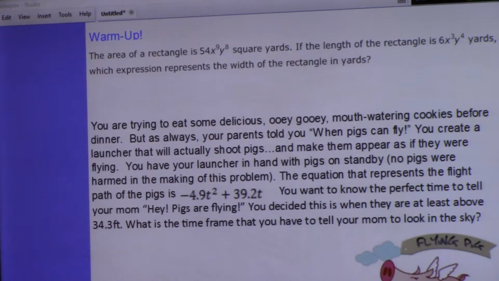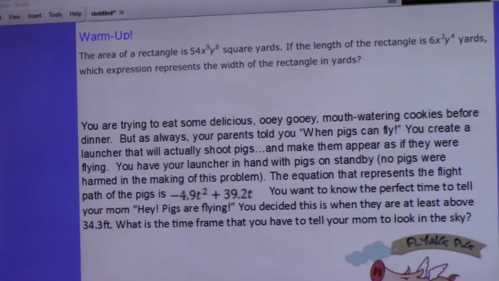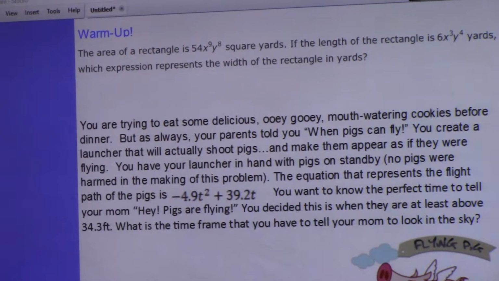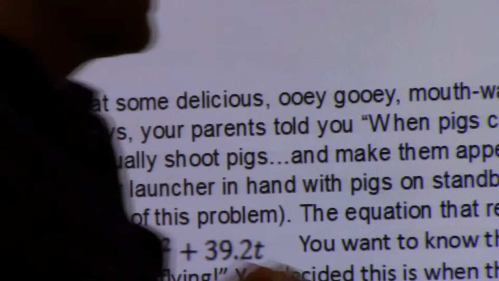All right, guys, let's start this warm-up. Volunteer for number 1. And Logan. Actually, I like Logan. Logan, come on up. Let's see what happens.